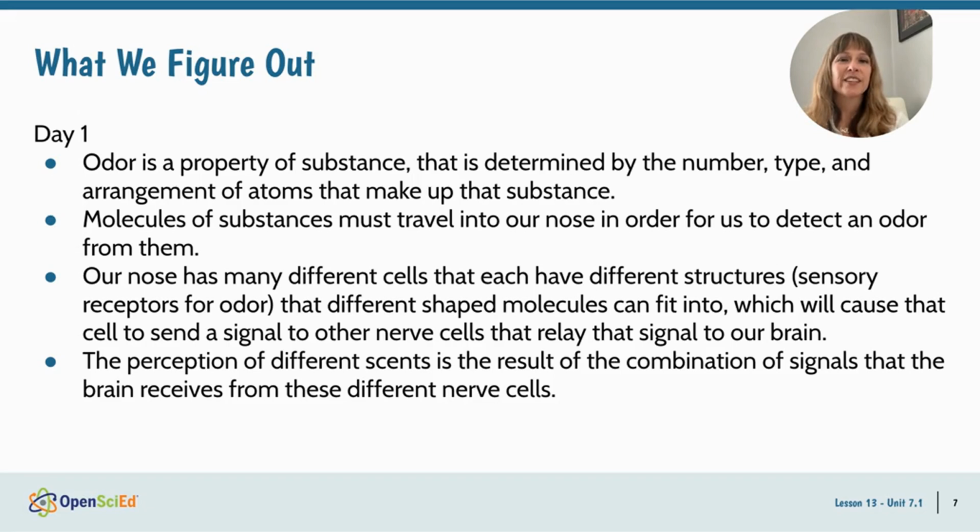And at the end of this lesson, students will figure out odor is a property of a substance. It's determined by the number and type and arrangement of atoms that make up that substance. They'll learn about molecules traveling to our nose, and that our nose has many different cells, and that our brain helps us to understand what those smells are.